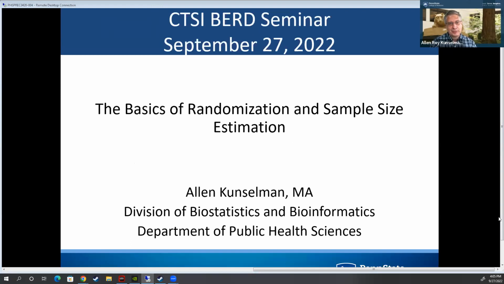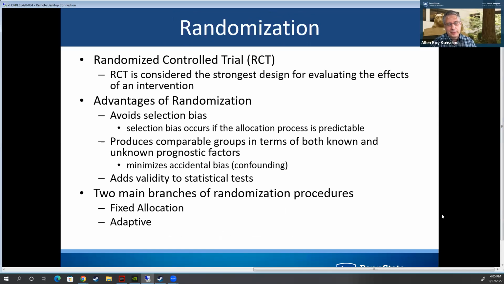And this is a talk that's more just to give you the basics and background of two topics, randomization and sample size estimation. So you don't need to be scared off by any Greek symbols or math formulas, but I think this will give a good introduction and why these issues are important. I just want to make sure the slide moved, did it? Yes. Thank you. So the first thing to talk about is randomization.